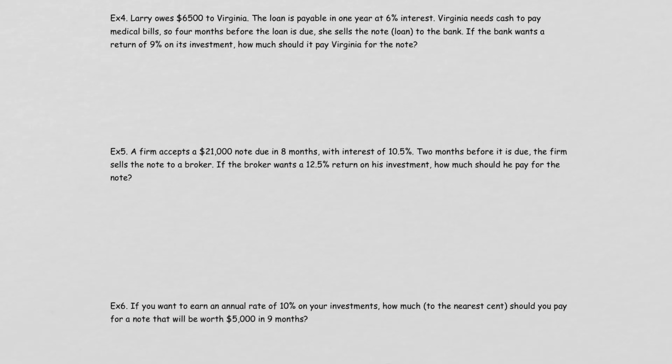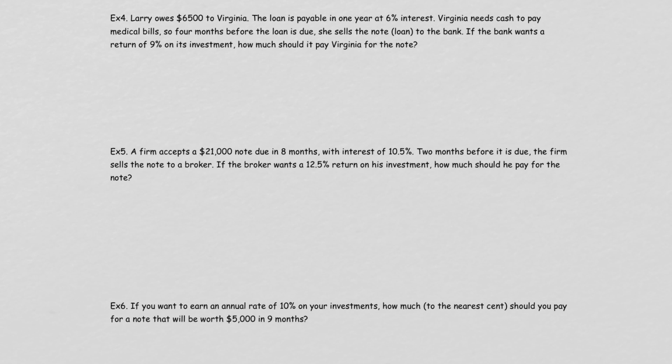Okay, so we're going to look at a few more word problems involving the interest formula. Example 4. Larry owes $6,500 to Virginia. The loan is payable in 1 year at 6% interest. Virginia needs cash to pay medical bills, so 4 months before the loan is due, she sold the loan to the bank. If the bank wants a return of 9% on its investment, how much should it pay Virginia for the note?